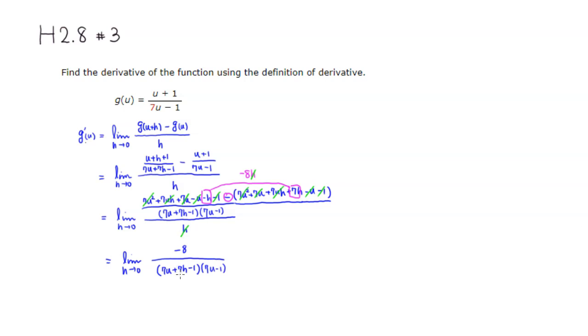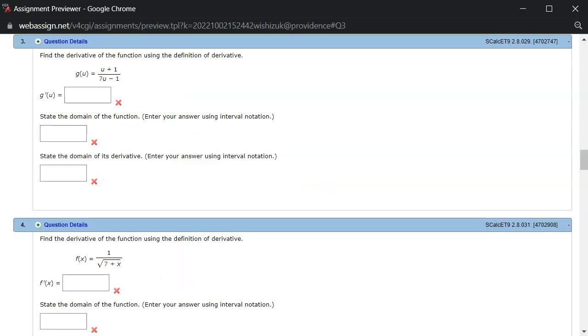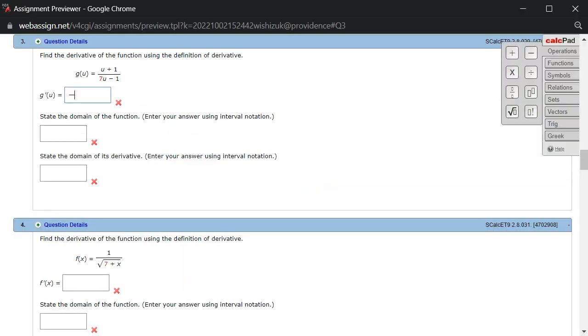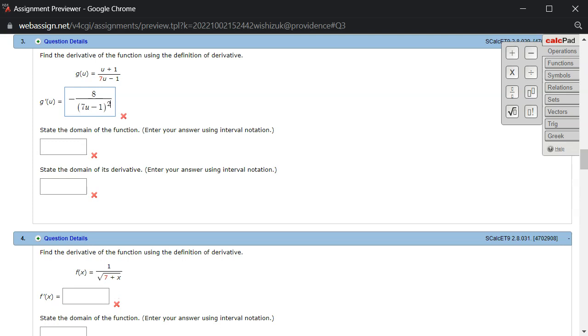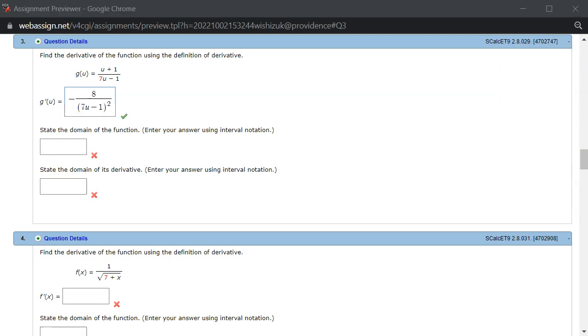So as h approaches 0, 7h is going to approach 0, so this basically disappears. What's left is a negative 8 on top, and on the bottom, you have 7u minus 1 times itself, so you have the quantity 7u minus 1 squared. Let's type it in. We got negative 8 over the quantity 7u minus 1 squared. Let's check the answer. I came back and it looks like we got the derivative correctly.